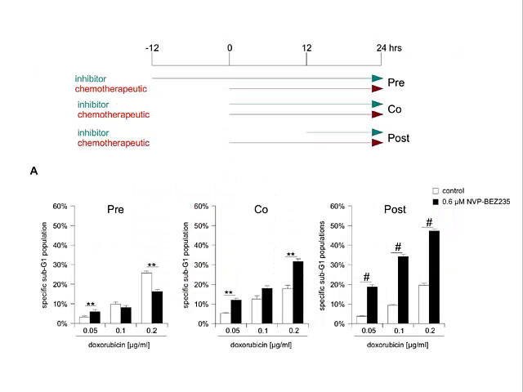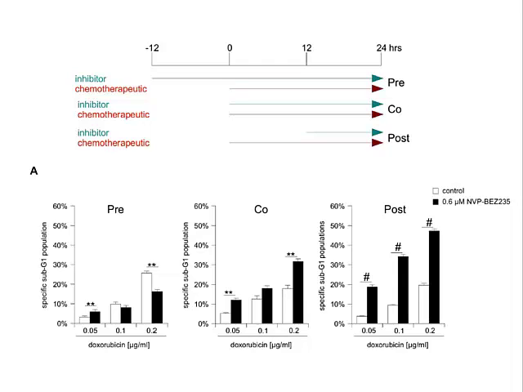What we did next is we used the combination of inhibitor and chemotherapy, in this case doxorubicin, and we did 3 experiments. We gave the inhibitor 12 hours before we gave the chemotherapy. We gave the inhibitor at the same time as we gave the chemotherapy. And we gave the inhibitor 12 hours after we gave the chemotherapy.